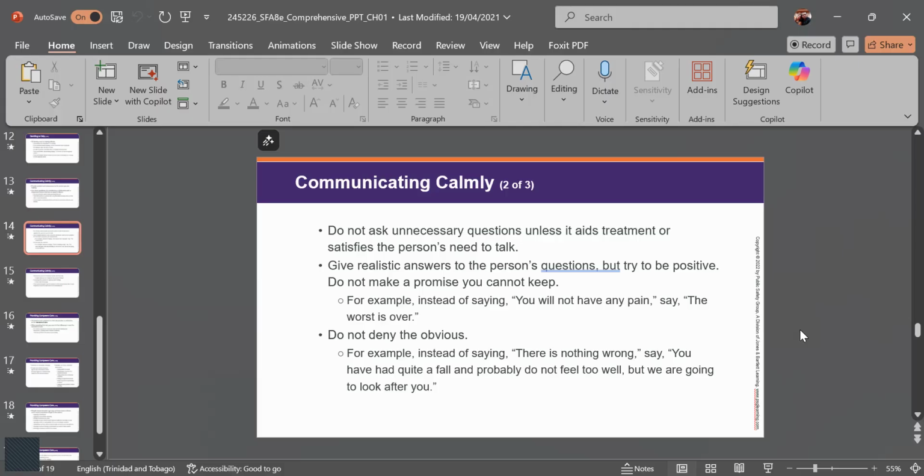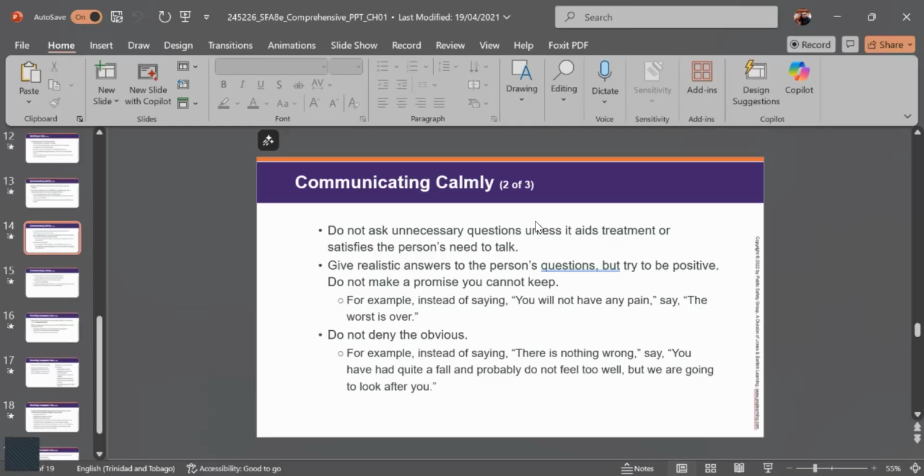Sometimes patients will talk, and some people in emergency situations end up talking and talking. Leave them, let them talk. Eventually it helps to calm them down rather than have everything bottled up inside. Give realistic answers to the questions, but try to be positive. Do not make a promise you cannot keep. We spoke about that a couple minutes ago, right? Do not deny the obvious. But again, it's how you say it.